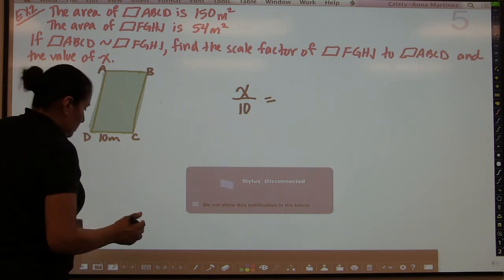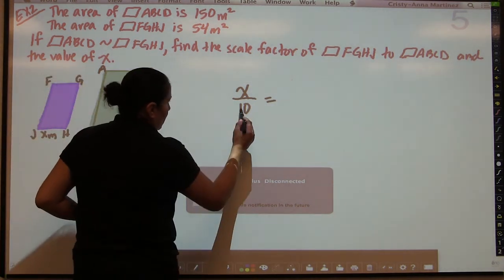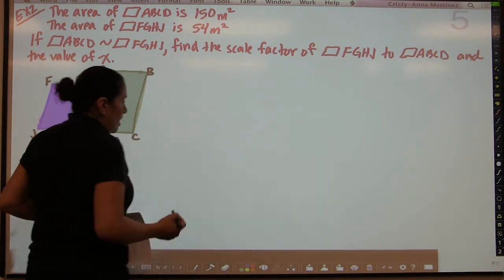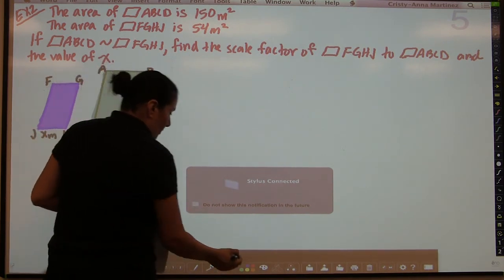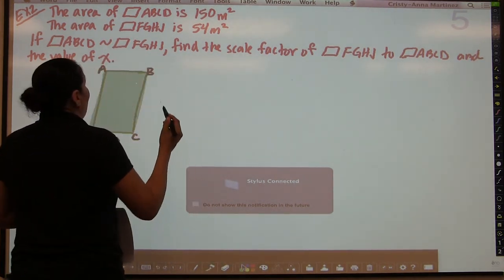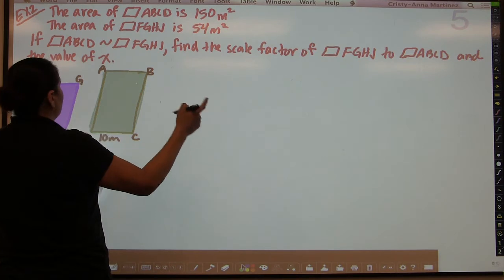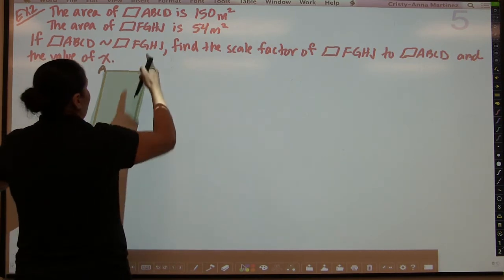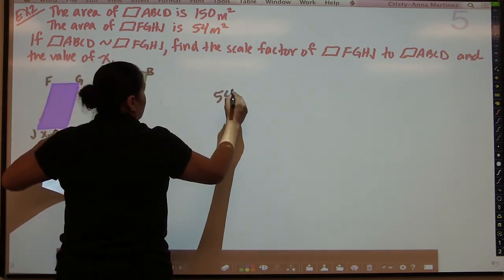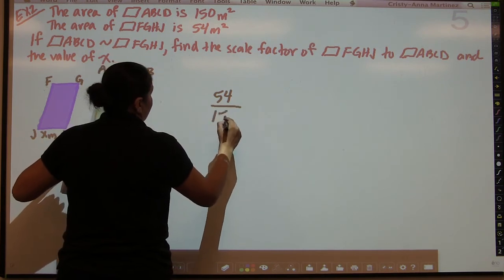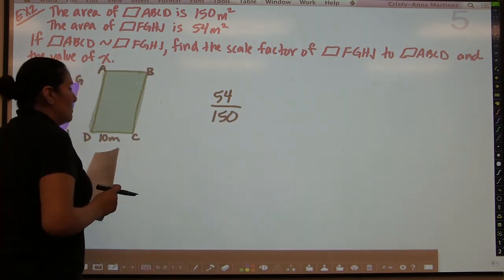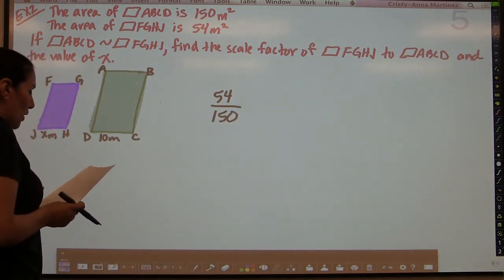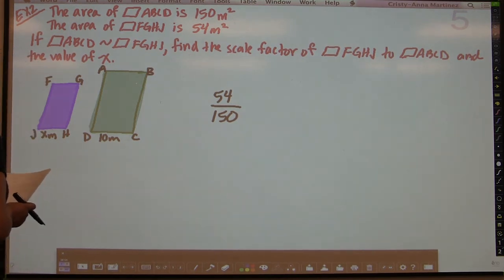And my pen is acting a little wacko. Let's not do the x over 10 first. We're going to actually start with our areas, and we're going to work backwards here. So we want to go from blue to green. So blue is FGJH, so we're going to go 54 is to 150. Now this is supposed to be our scale factor squared. So we want to go backwards, we have to square root it.